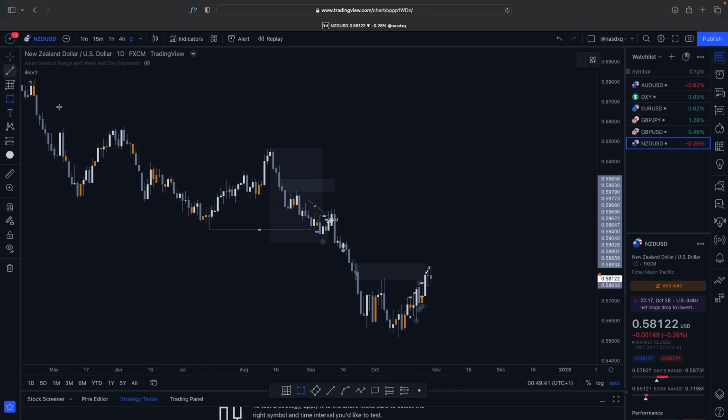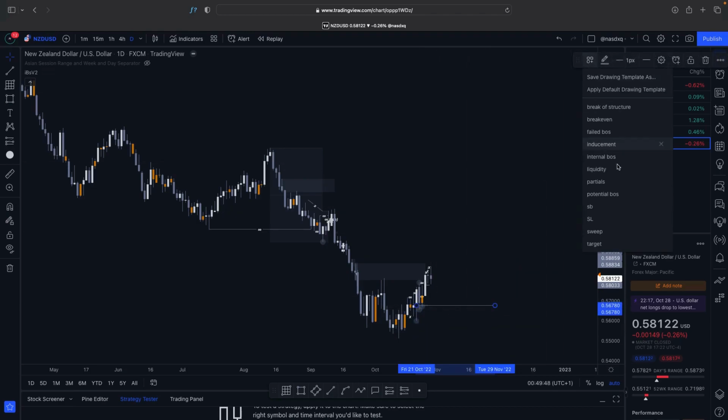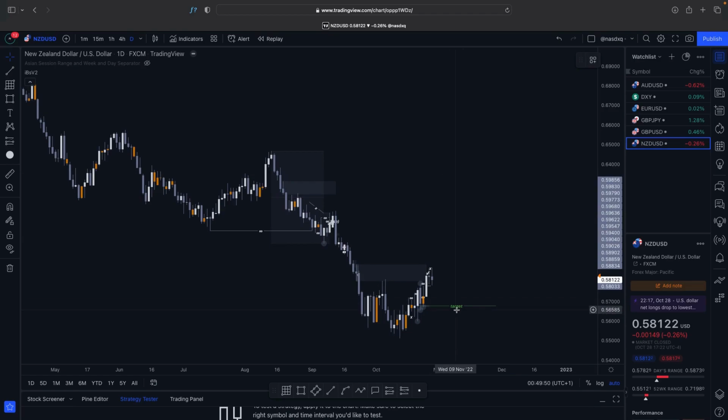So we could maybe look for anything in and around this wick here. You can see it's unmitigated. That could be a good potential target area, to take some partials and then just let the rest run so we can target that low.